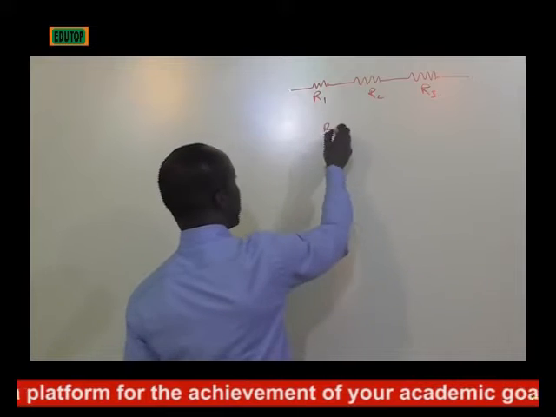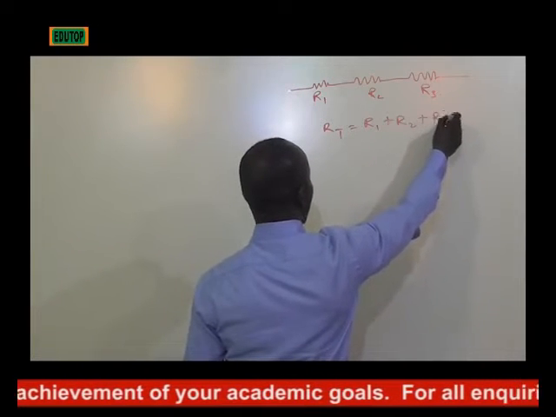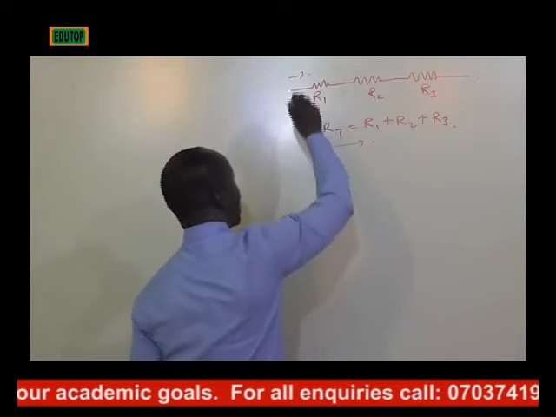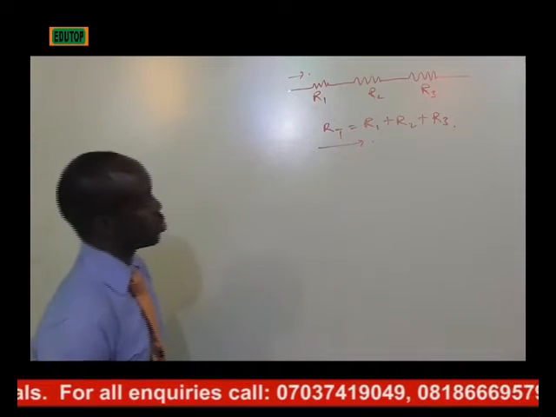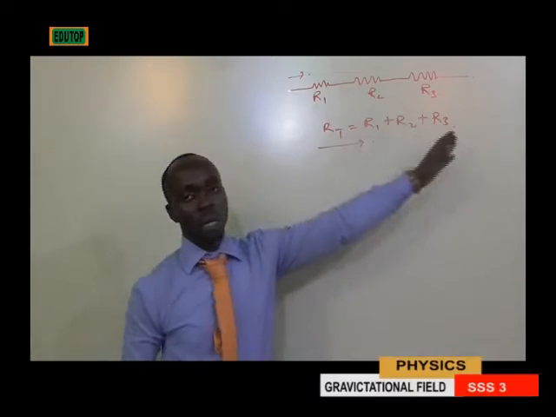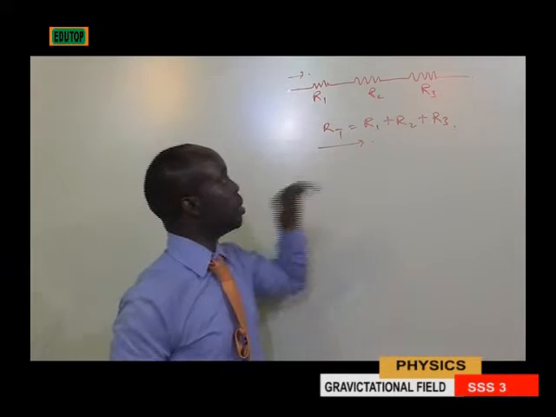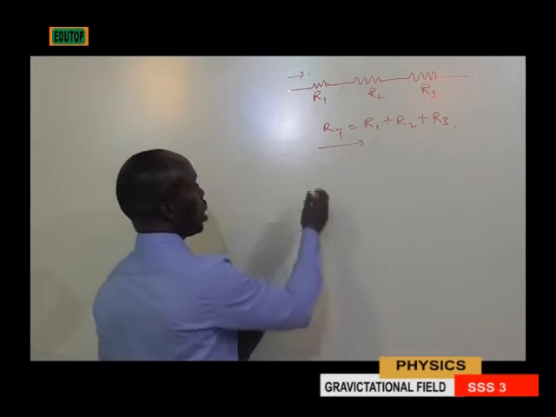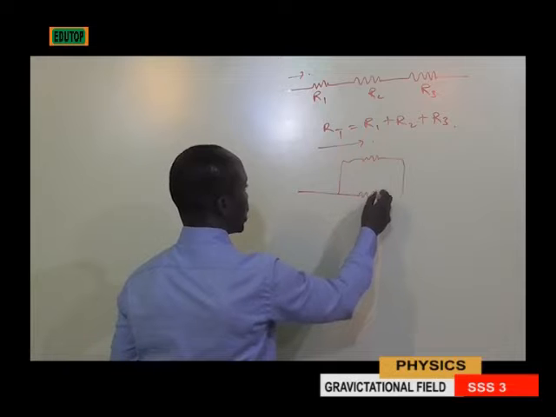For the total resistance here, we said the total resistance will give you R1 plus R2 plus R3. Why? We established that this type of connection of resistors is in series. So for the mathematical calculation, you are going to have it like this. But when you have them in parallel, that's a series connection.